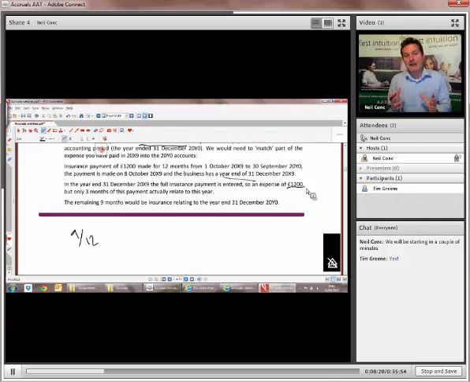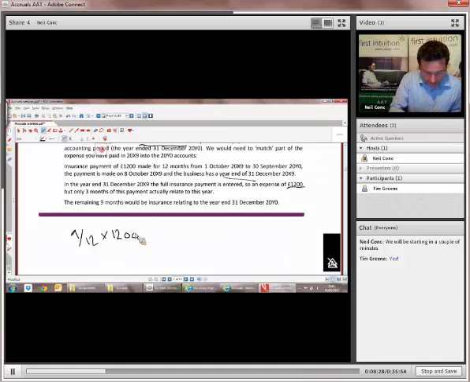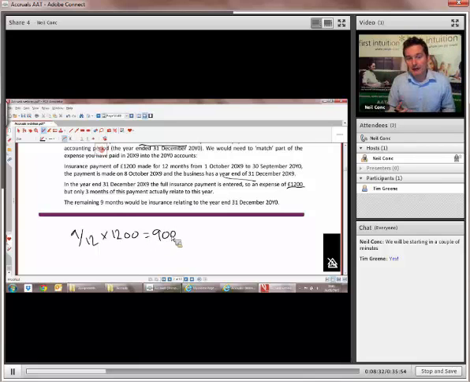So we're going to leave 3/12 in the accounts, so £300 we will leave there. So we're going to remove £900, which is 9/12 times 1,200. So our prepayment would be £900. If we remove 900, we're left with 300, which is £100 a month for October, November, and December.